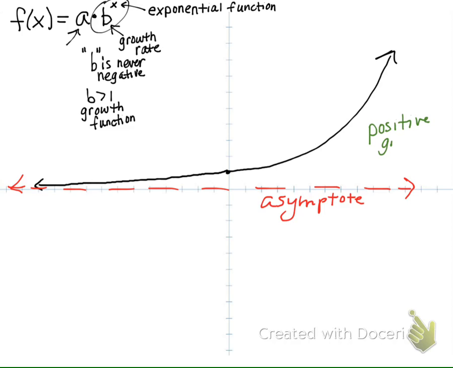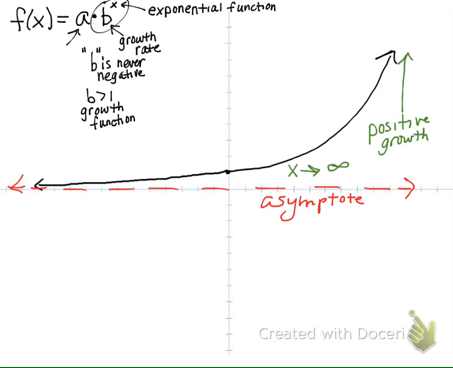This is positive growth. If you look at it from left to right, as x is approaching infinity, as x is getting bigger and bigger, what's happening to the y values? They're getting farther and farther away from the x-axis, right? See how it's getting farther and farther away from the x-axis? It's a positive growth.